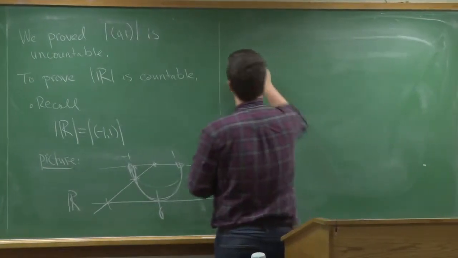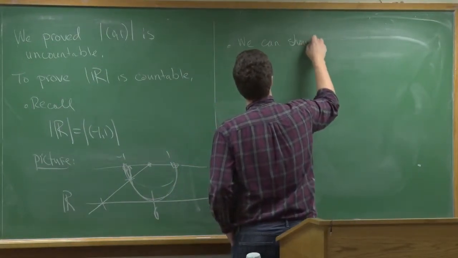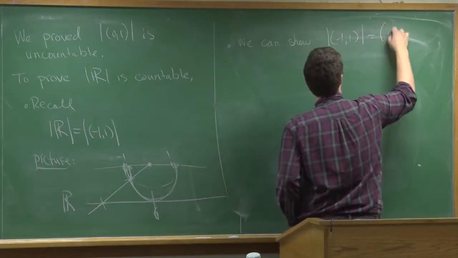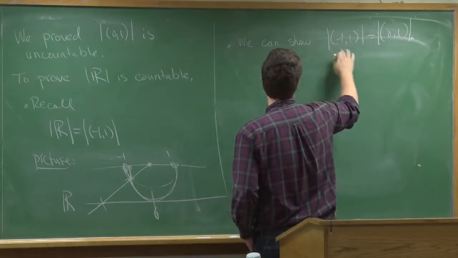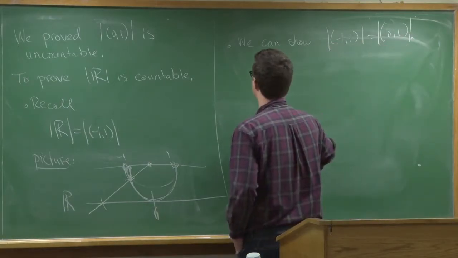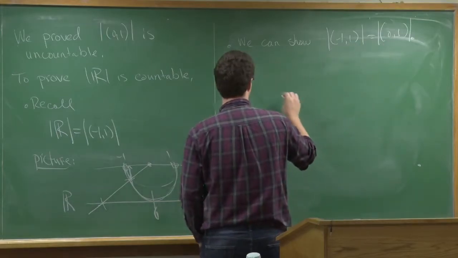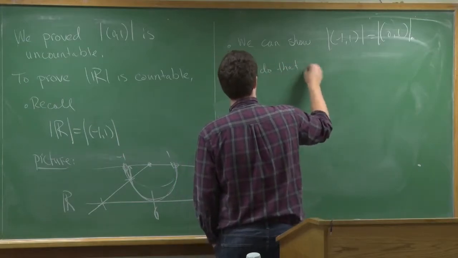So we can show that -1, 1 is the same thing as 0, 1, like this. These two things have the same cardinality, meaning that there's a bijection between them. And to do that, you just use a line.